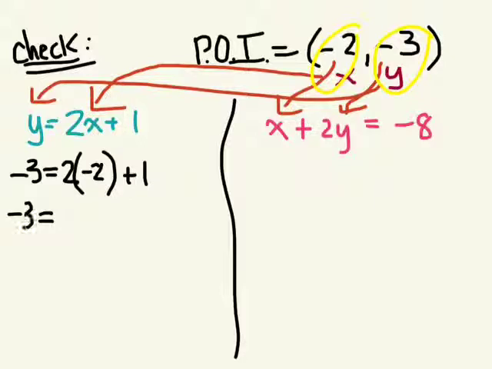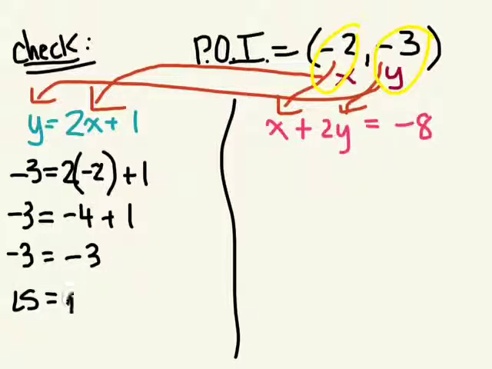We have -3, and then we have 2 times -2, which is -4, plus 1. Let's simplify the right side. What's -4 plus 1? -3. Does it work? The left side is equal to the right side, so we're happy. It balances. It's true for the first equation, so this one worked. Let's check to see if it's true for the second equation. You're going to follow the same steps.